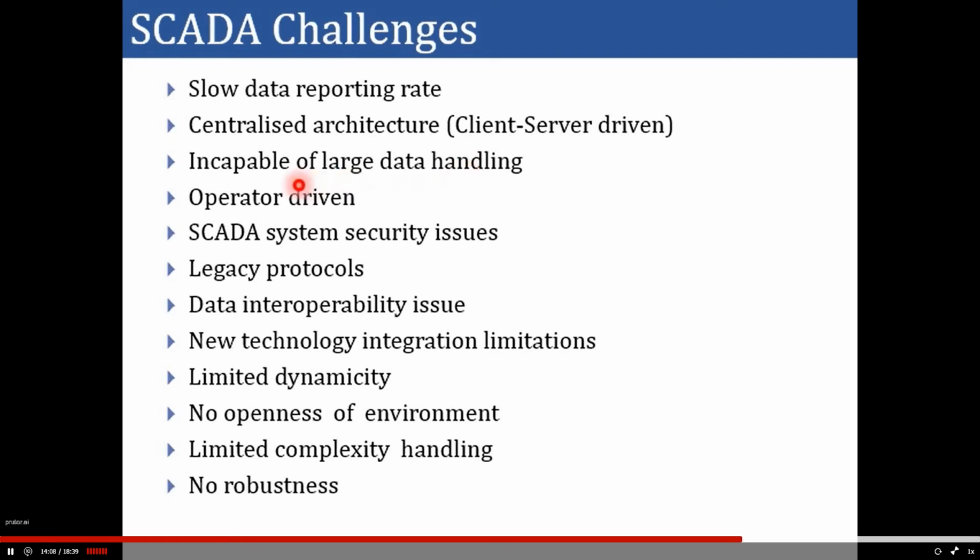Mostly the SCADA system is operator driven. The operator has to keep on seeing the single line diagram on the SCADA display to see any abnormal or any contingent situation in the power system network. So there is less automation capability in the SCADA system. Most of the things are being driven by the operator.